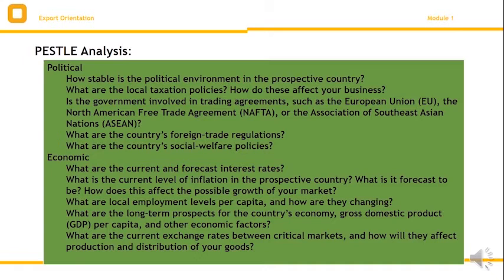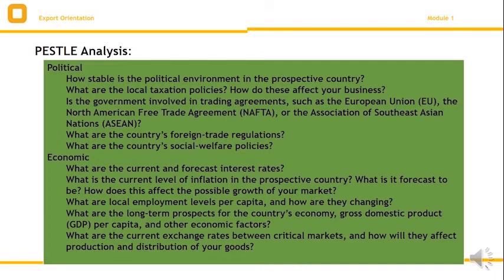First of all, you need to look at what we call political stability. So how stable is the political environment of that country? Remember, you don't want to go into a country where the political environment is fairly unstable, as that is going to cost you as a business. You also need to look at what are the taxation policies, what are the laws when it comes to tax, because this is going to affect your tariffs as well as the taxes that you're going to have to pay.